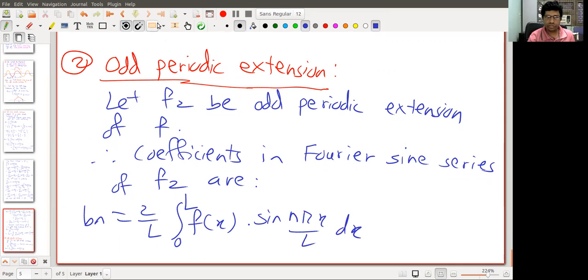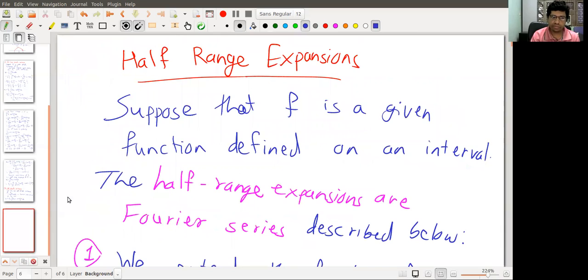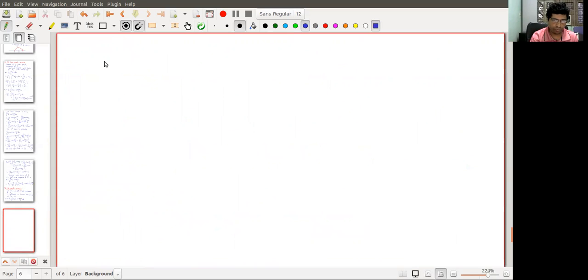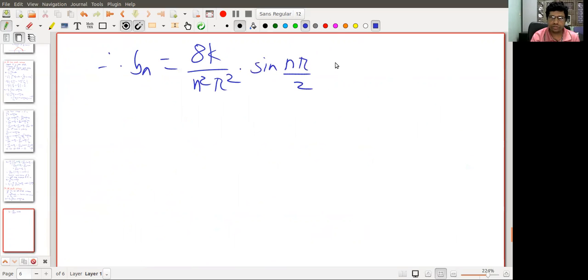Okay, now we use similar technique, that means integration by parts as we did in first case, and we find bn to be 8k divided by n square pi square into sine n pi by 2. Okay, so this is homework. You need to check bn is having this form. Okay, n equal to 1, 2 and so on.